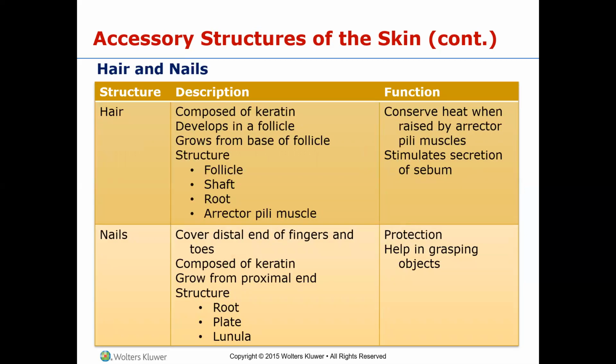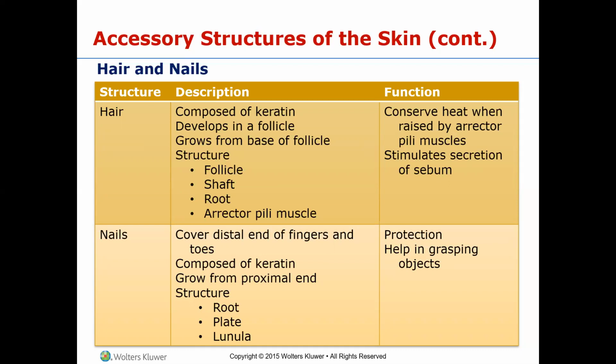Some of the other accessory structures are hair and nails. Hair is composed of keratin, and as you saw, it develops in a follicle. And then there are different parts to that hair. It has the follicle, the shaft, which is up above the skin, the root, which is down below, and then there is a muscle that is attached to the hair, and this is called the erector pili muscle.